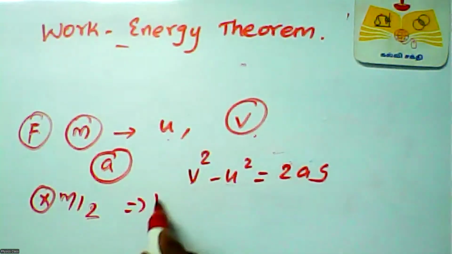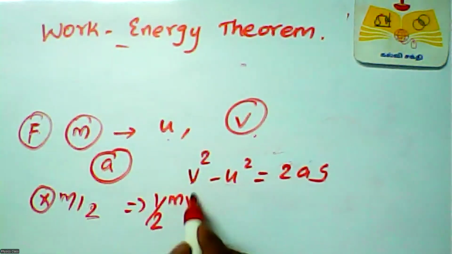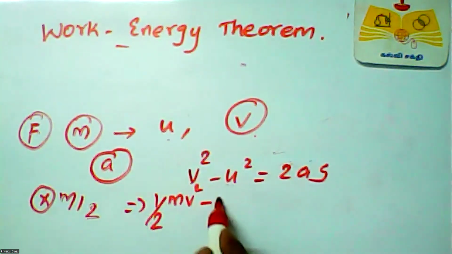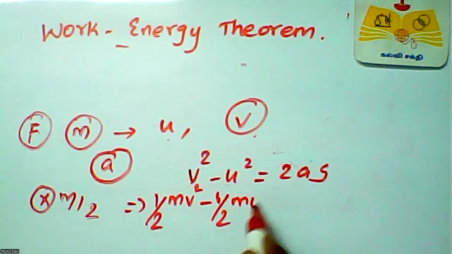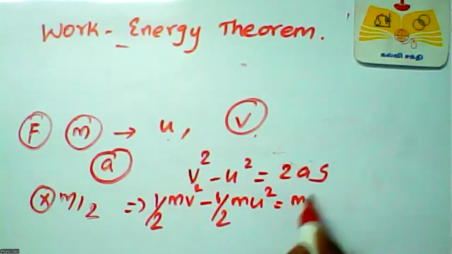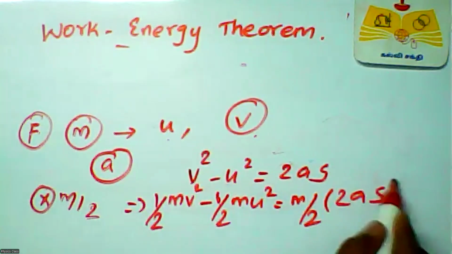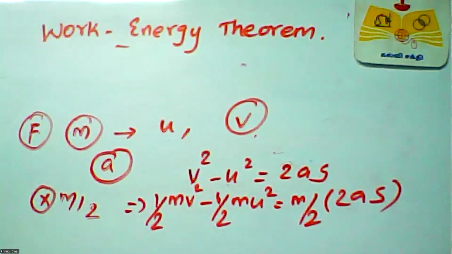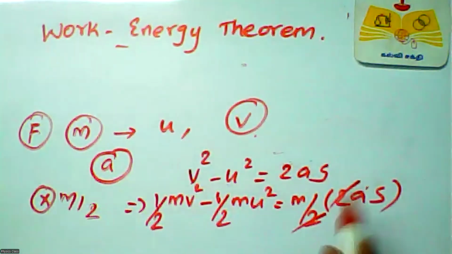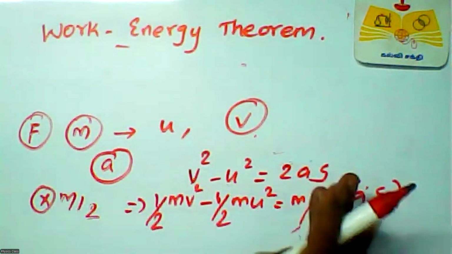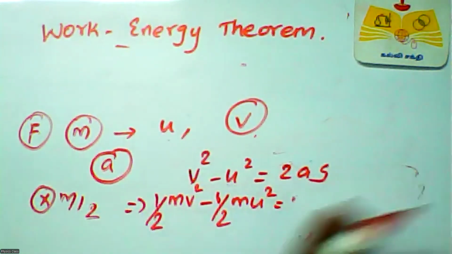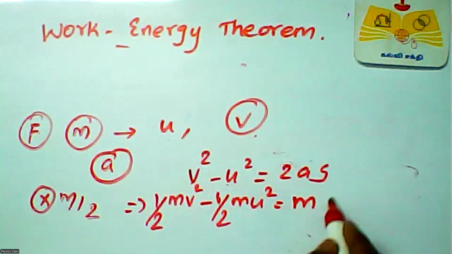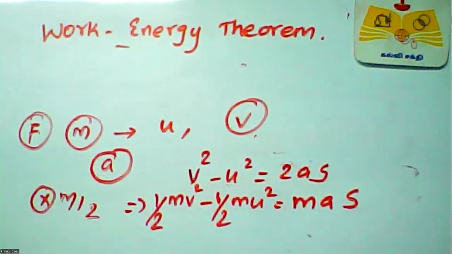Half m v square, half m v square equal to m by 2 into 2as. So we can cancel out 2 into 2, so only mas is there. Half mv square minus half mv square equal to m into a into s.